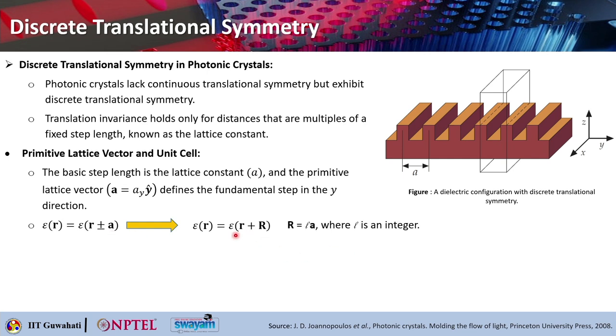So it is better to write it as epsilon of r equals epsilon of r plus capital R, where capital R is basically l a, where l is an integer. That way you can understand that discrete translational symmetry exists in the photonic crystal.